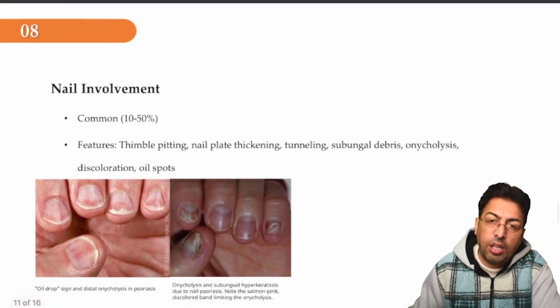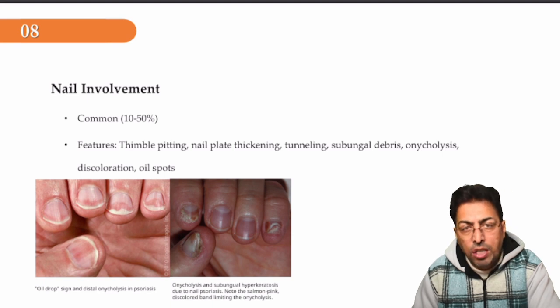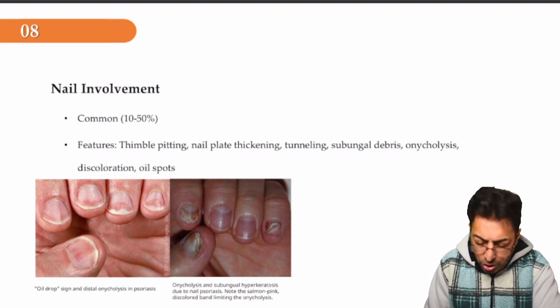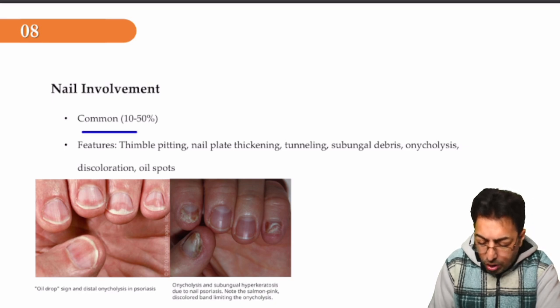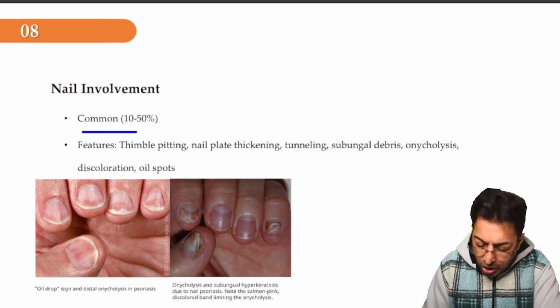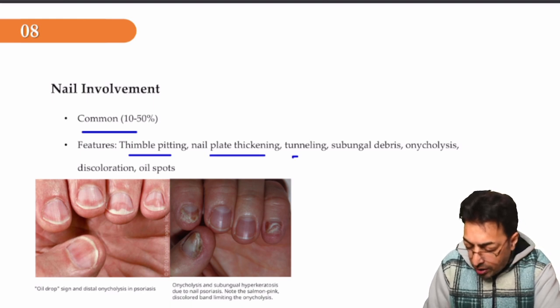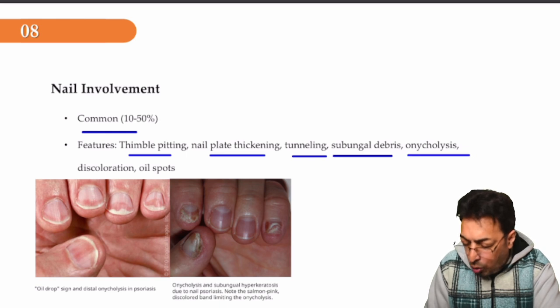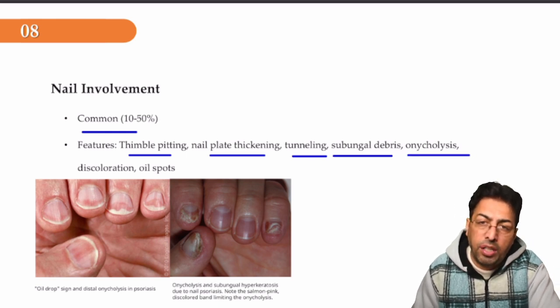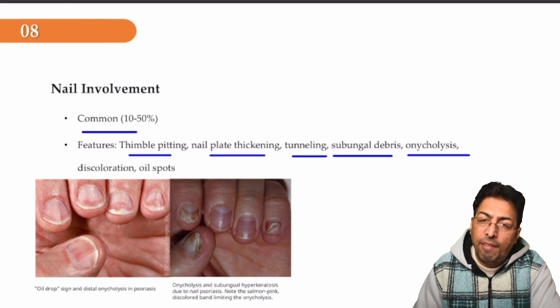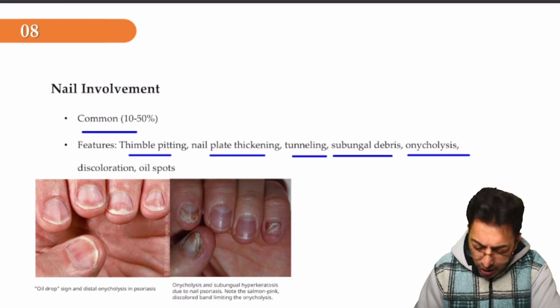Pruritus is a variable factor. Now, as far as the nail changes are concerned, I mentioned that nail involvement is common in many patients, and we can have pitting of the nails, nail plate thickening, tunneling, subungual hyperkeratosis and onycholysis. That is the destruction of the nails. So nails can have destruction of varying degrees. In severe cases, you can have total onycholysis of the nails.